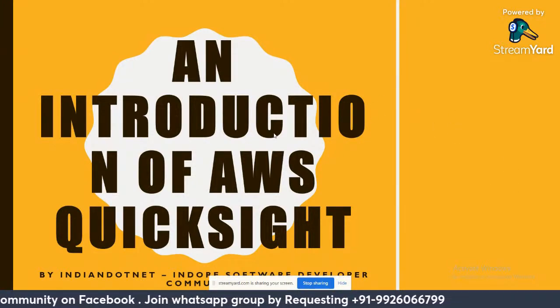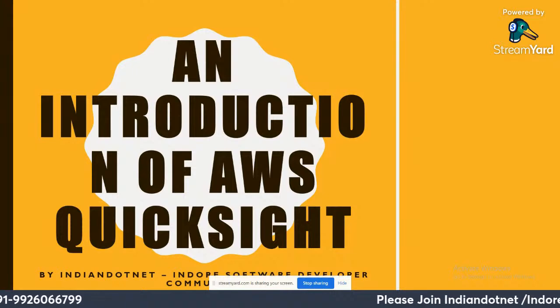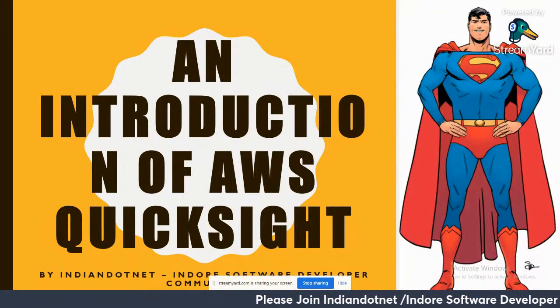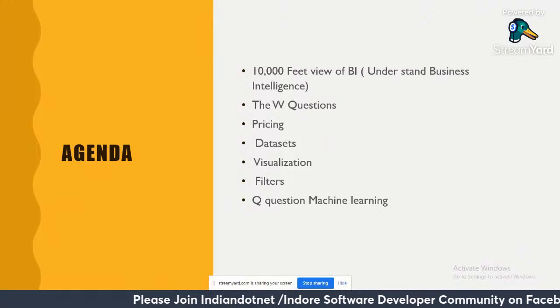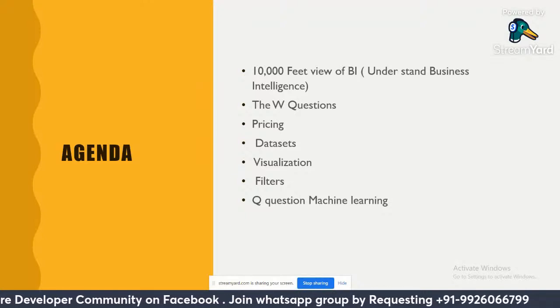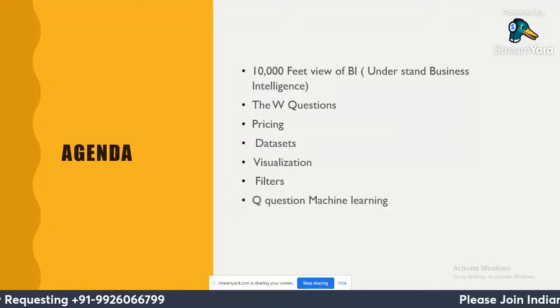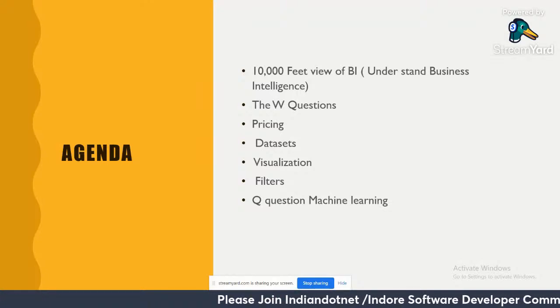In this session, we are going to discuss what QuickSight is and how to use it, and there are different aspects. So this is the basic agenda. Firstly, we will understand what BI is, because if we want to understand any data analysis tool or anything related to data understanding, we should understand business intelligence first. Then we will discuss the W questions: why, how, and from where.